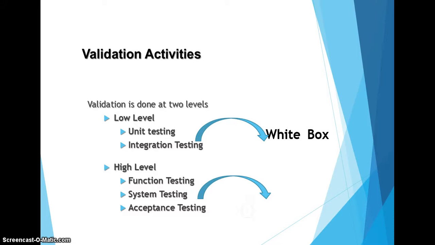The high level corresponds to Blackbox. So you're not looking at code, you're looking at the system as a black box. You're just seeing what is the input going into the system and what is the output coming out, and you're not looking at what is going on inside the box. The box is a black box for you. That's why it's called Blackbox.